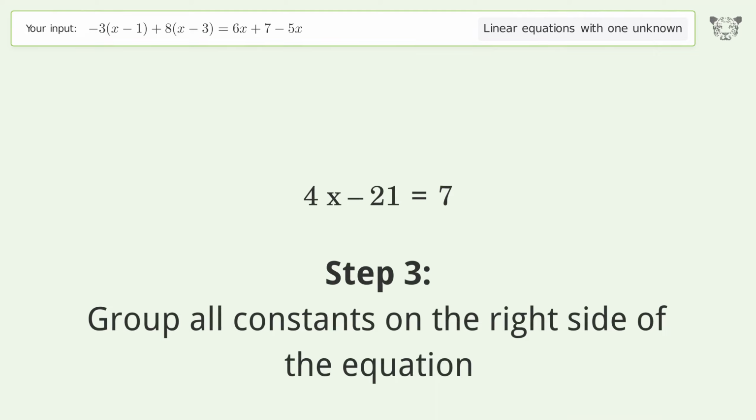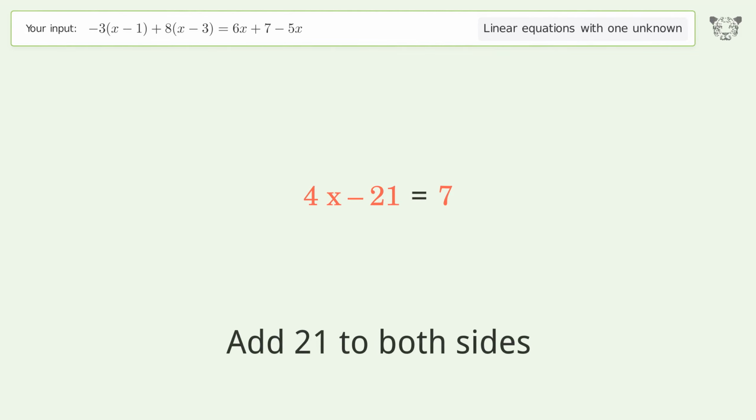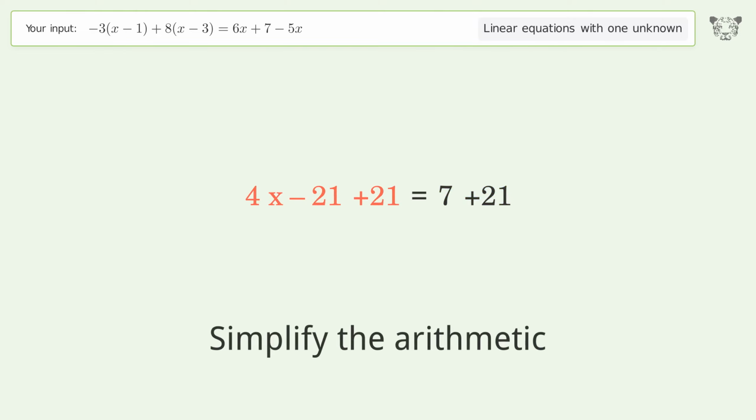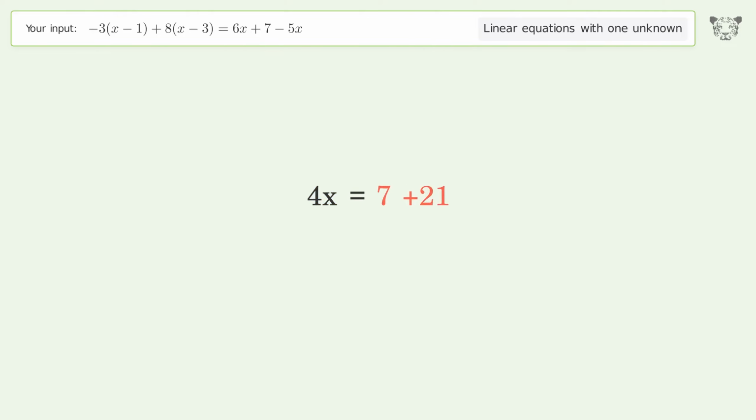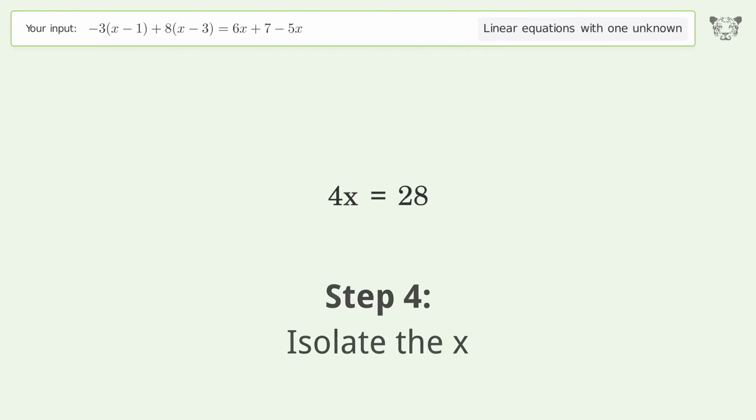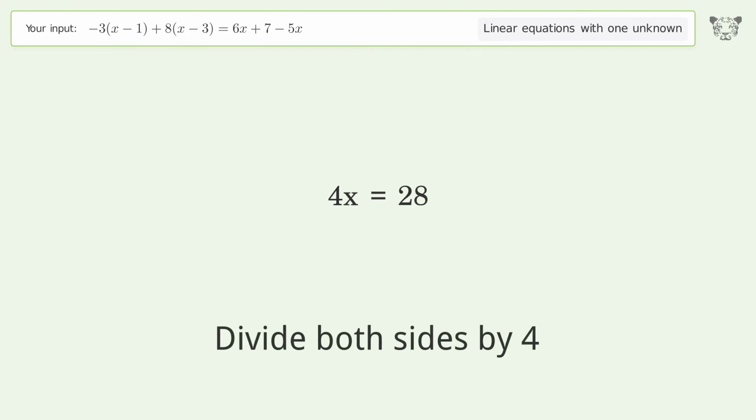Group all constants on the right side of the equation. Add 21 to both sides. Simplify the arithmetic. Isolate the x. Divide both sides by 4.